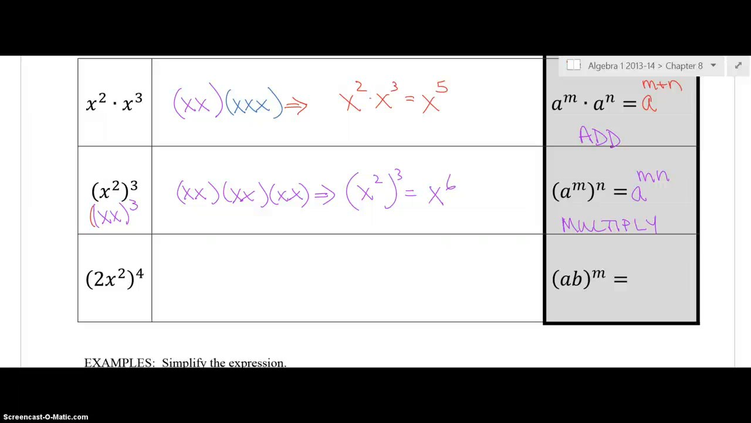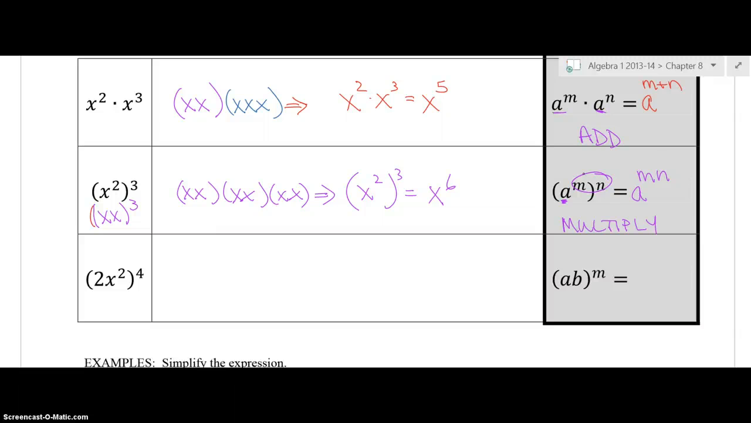That's right. That's exactly it. This one has 2 bases, so we add. This one only has 1 base. These guys are really, really close to each other, and so we're gonna multiply those. Okay, so that's how you can visually kind of tell which rule to use.